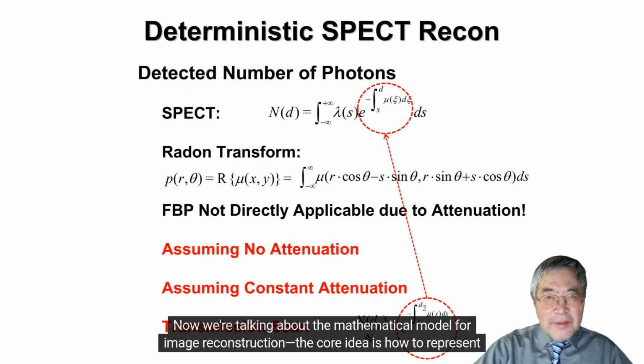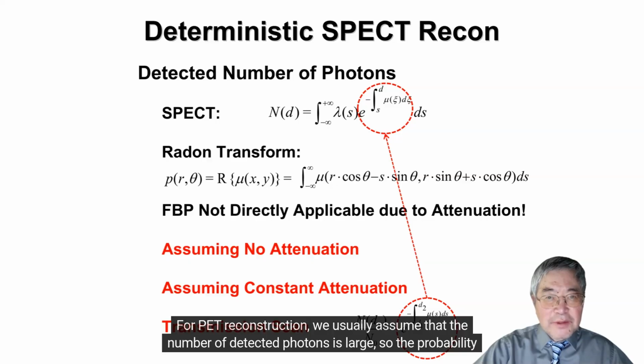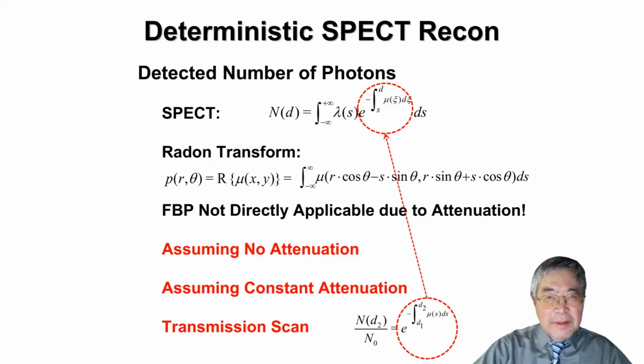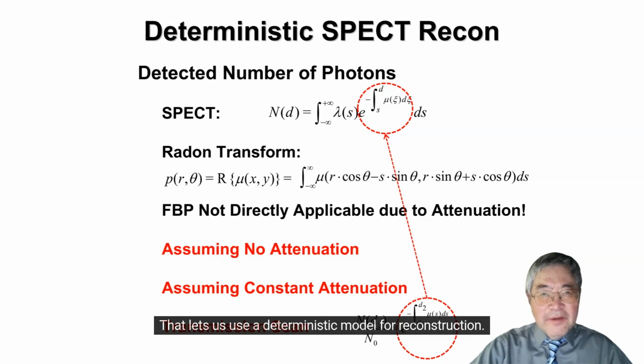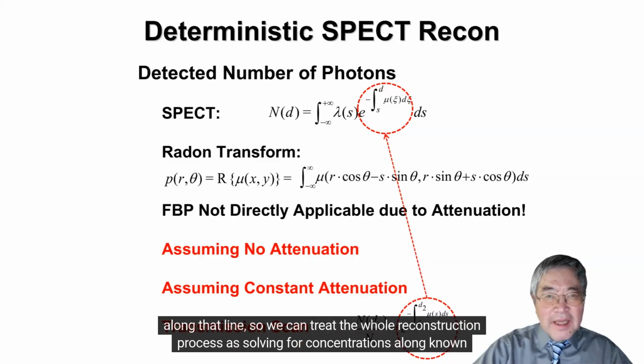Now we're talking about the mathematical model for image reconstruction. The core idea is how to represent our data. For PET reconstruction, we usually assume that the number of detected photons is large, so the probability averages out and the measurements closely reflect the mean values. That lets us use a deterministic model for reconstruction. For a given line path or line of response, the measured data will primarily reflect the radio tracer concentration along that line, so we can treat the whole reconstruction process as solving for concentrations along known paths.